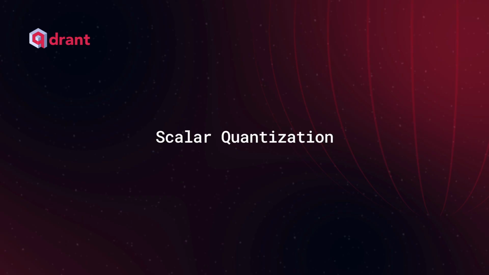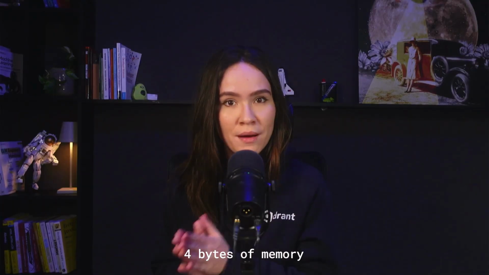Let's start by explaining how scalar quantization works, because it's one of the simplest and most effective quantization methods that you can use if you're looking for just a bump in speed without losing a lot of precision. To understand scalar quantization, let's understand how Qdrant represents our vectors. In Qdrant, each dimension is represented by a float32 value, which basically uses 4 bytes of memory.